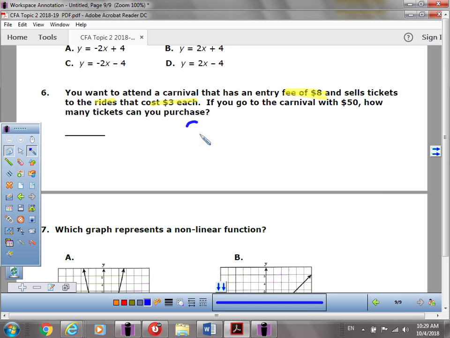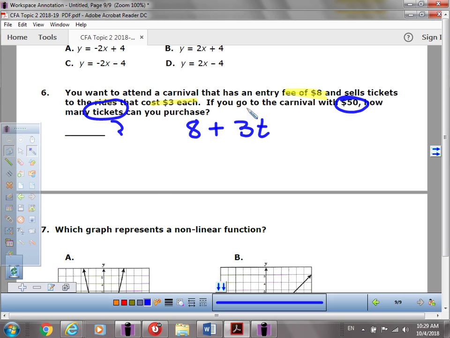If you think about it, an $8 fee means you go to the carnival and they're going to charge you $8 just to enter. But then from there, they're going to add $3 for each one, so each ticket is going to be $3. Now, they give you $50. They're saying if you go to the carnival with 50, how many tickets can you buy? We don't know how many tickets, but we know it's going to equal 50, and then you solve for T.